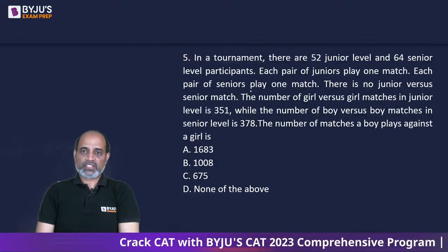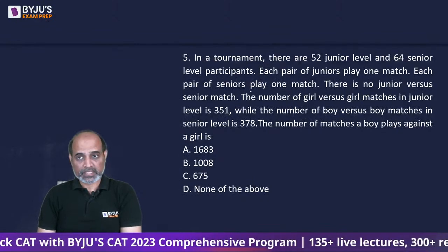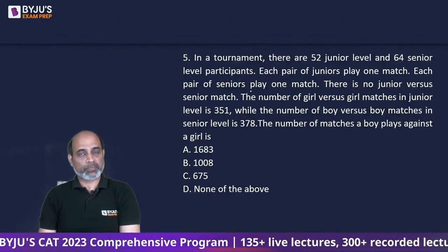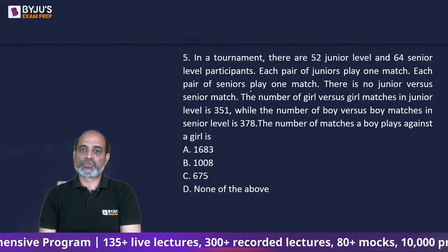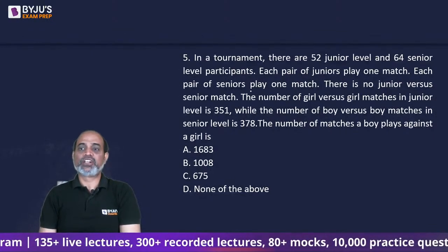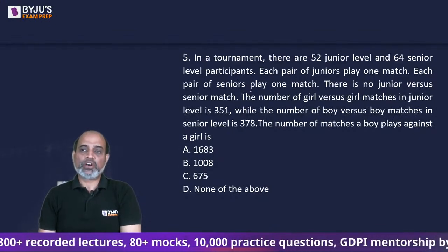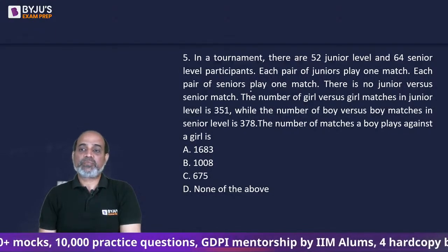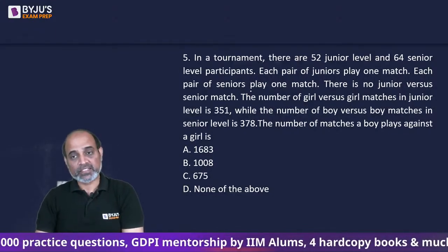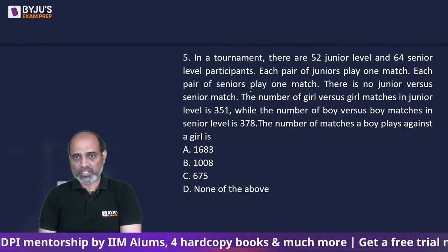Okay, next. In a tournament, there are 52 junior level and 64 senior level participants. Each pair of juniors play one match. Each pair of seniors play one match. There is no junior versus senior match. The number of girl versus girl matches in junior level is 351, while the number of boy versus boy matches in senior level is 378. The number of matches a boy plays against a girl is. So it may look like a PNC question, but it's actually not.